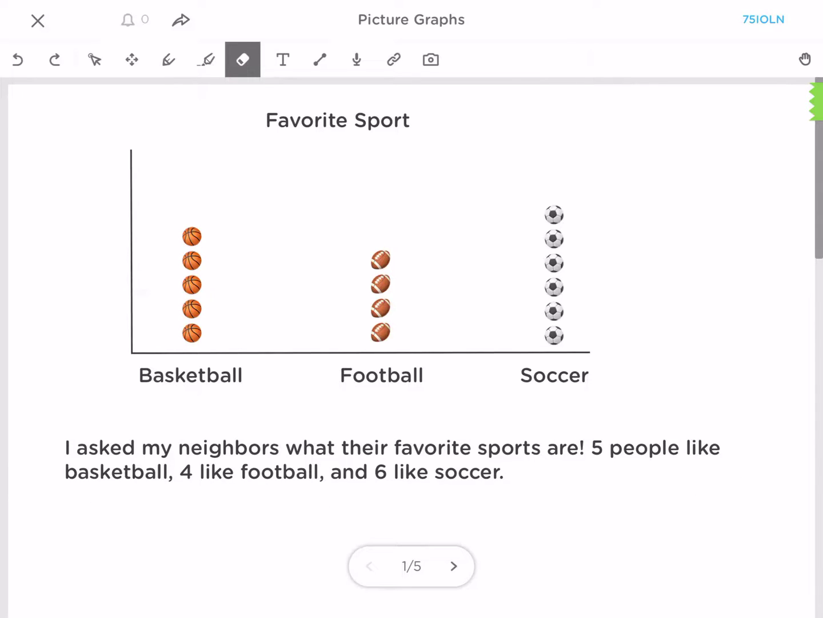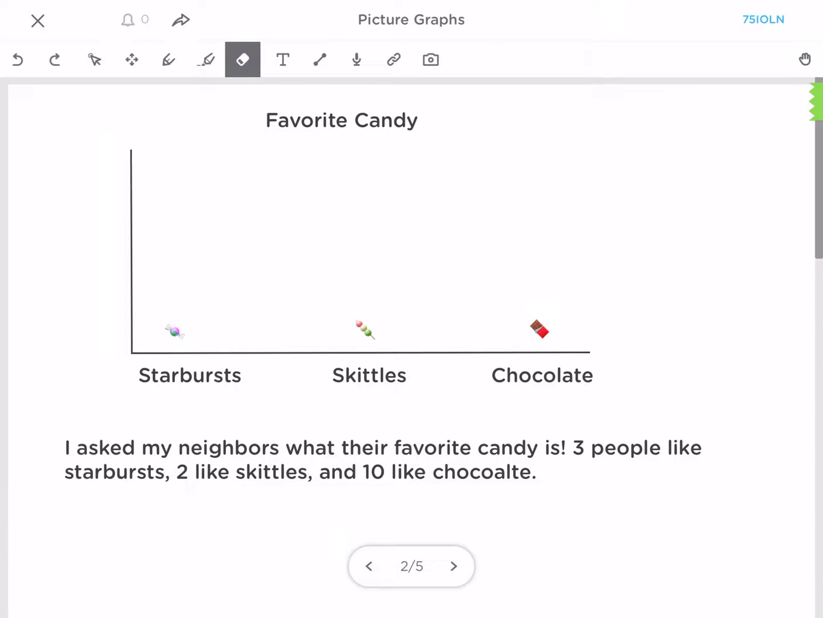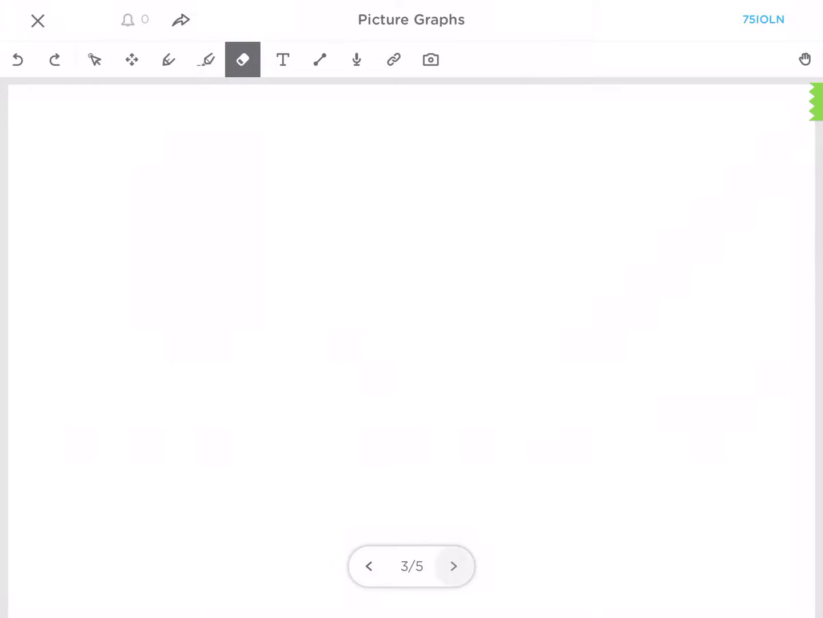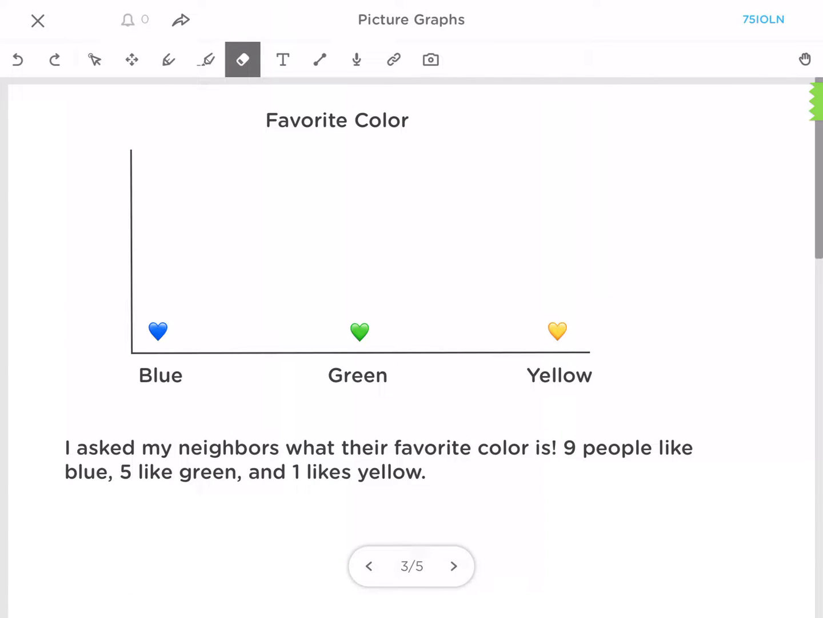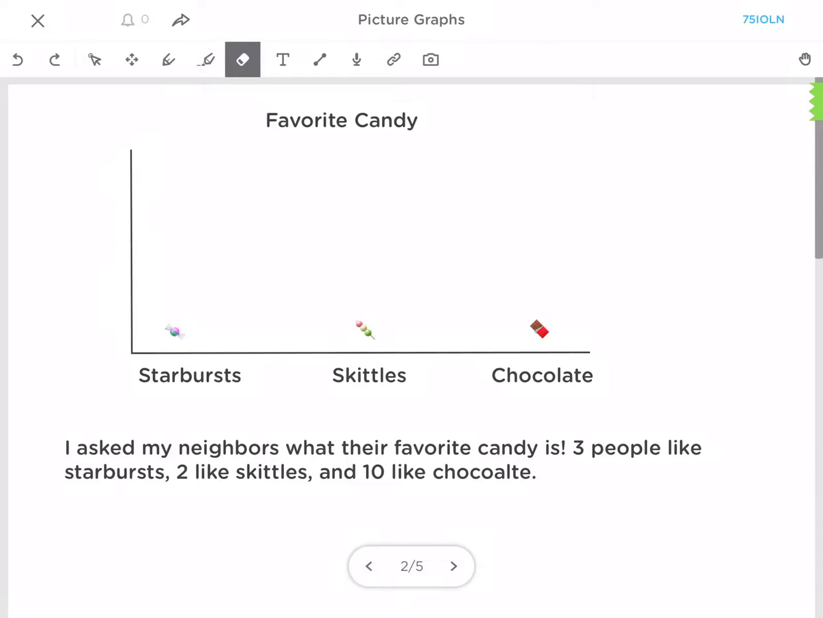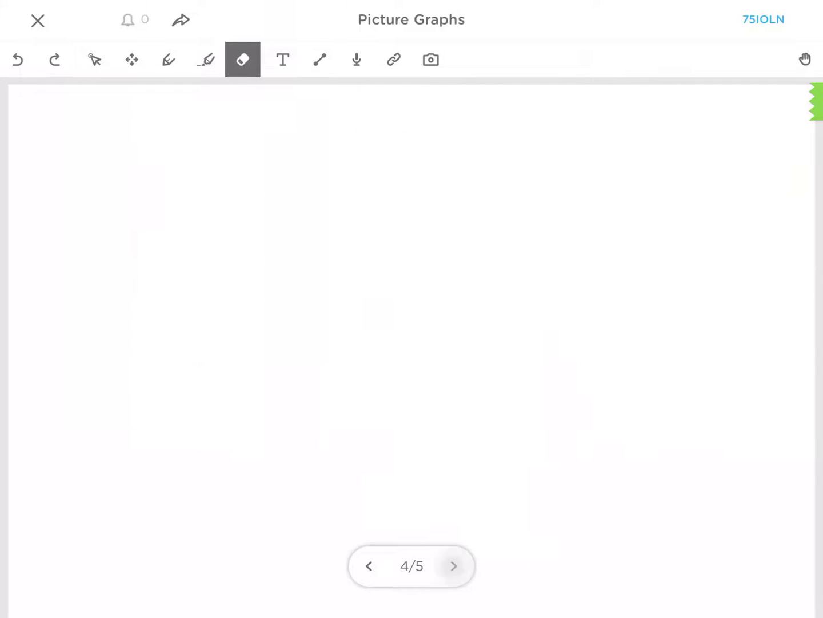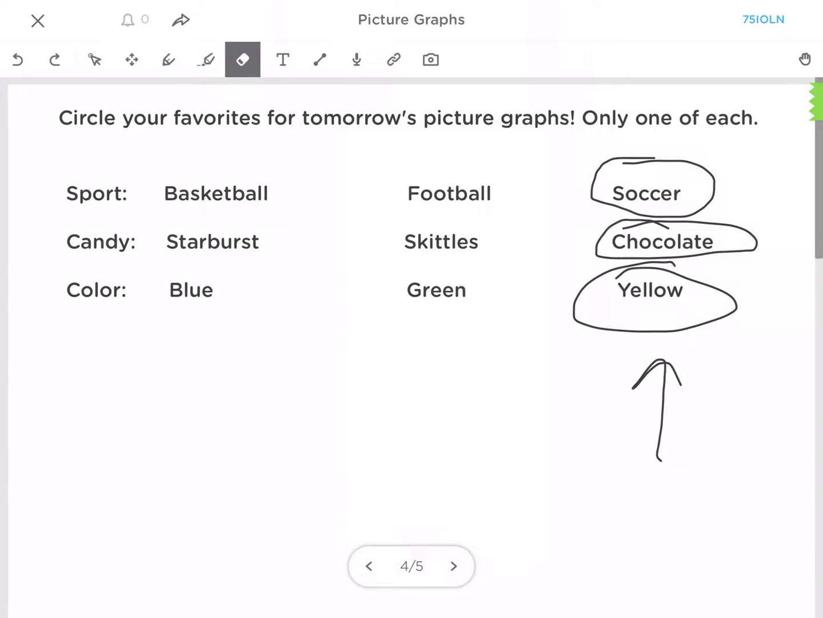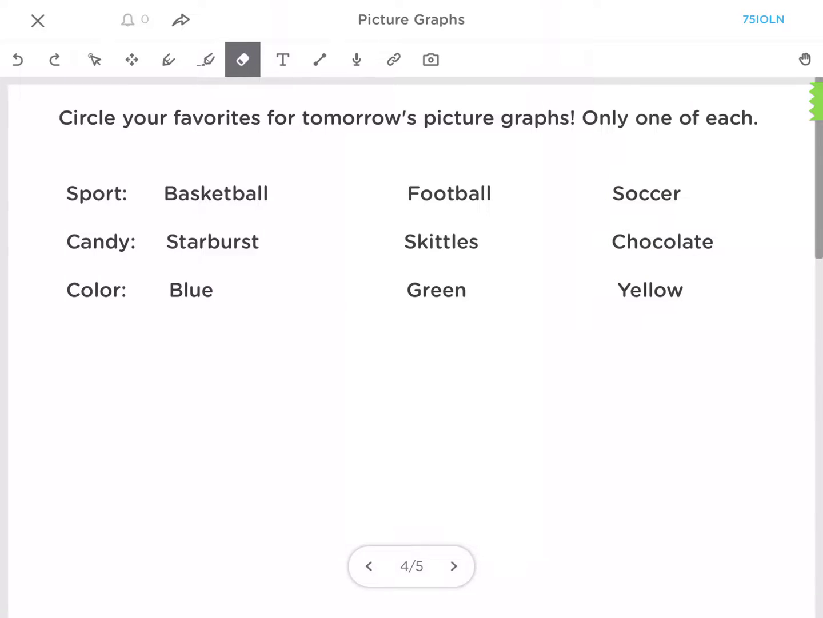Okay, you're going to make this graph as well as a graph about favorite candy. Here are the emojis I suggest. And favorite color. Here are the emojis I suggest. You don't have to use these ones, but you can. Then at the end, I want you to circle your favorites. These are my favorites. Circle the ones that you like so that tomorrow's picture graphs can have 2nd grade central data.